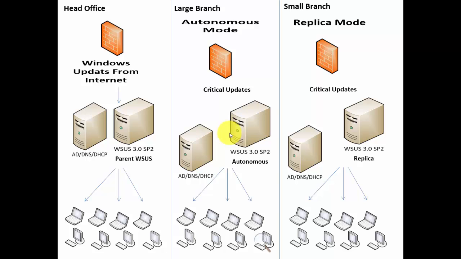Why the replica mode? What is the difference? This is the difference. Replica mode, small branch, very few updates, uses the WAN connection, reports to the parent WSUS server as well as downloads with its permission. So it's just connected as if the replica mode WSUS server is inside the head office branch. But the autonomous mode is going to get the download directly but report only. Replica will only download from the parent. Yeah, that's the only difference, right?